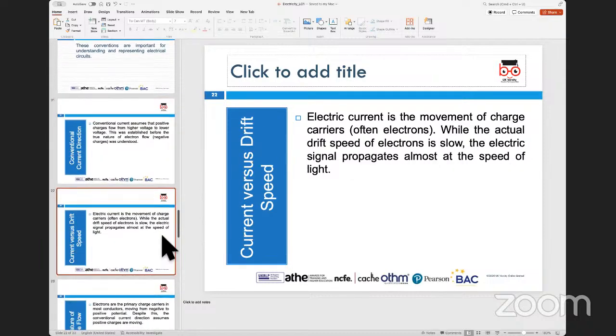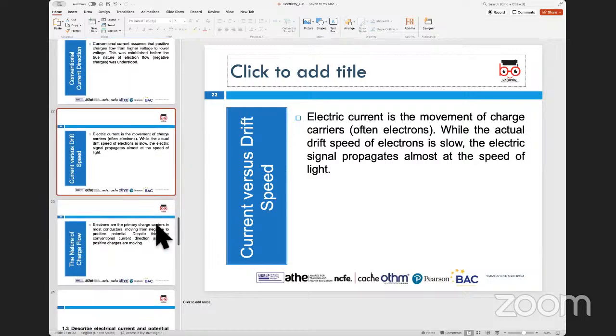Now, the other one is current versus drift speed. Electric current is normally a movement of charged particles, which are electrons. How the actual drift of these electrons happens, whether it's slowly, whether it's alternating, whether it's flowing or propagating, where the current is slowly increasing, depends on how and where they are designed to move in the circuit. But electrons, which generate or carry electricity, typically move at the speed of light. That is what you need to remember.